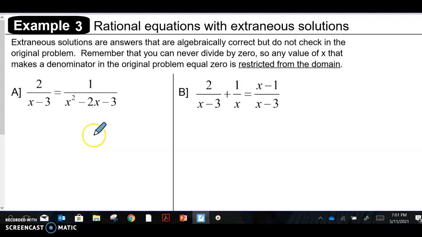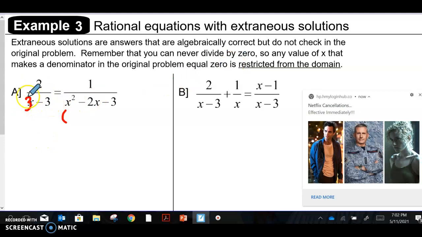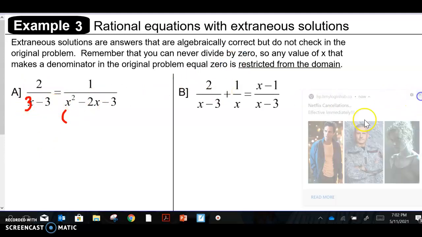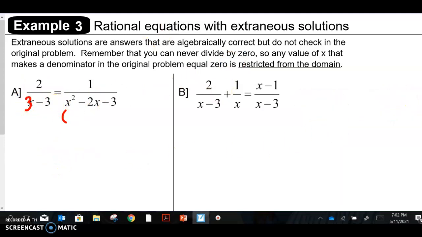All right. There's nothing different here except for the fact that in the final answer, it's not going to work out. In other words, I might get the answer to be 3, and then when I try to check it, 3 minus 3 gives me 0, and I can't divide by 0. So if that happens, then there's just no solution, okay? This factors into x minus 3 times x plus 1.